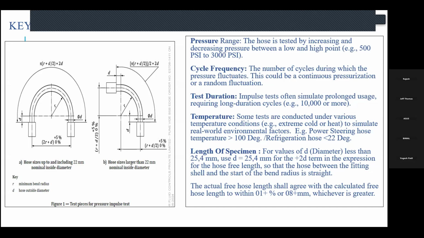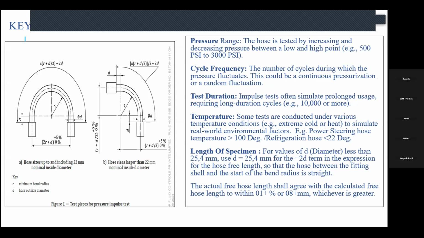So the standard is very clear. There is no confusion across the length. We need to define up to 25.4 mm, that is precisely 1 inch of the hose. We have to calculate the overall length with respect to the formula, by which the minimum length of the hose shall fall into that part, or precisely we need to go as per the standard.